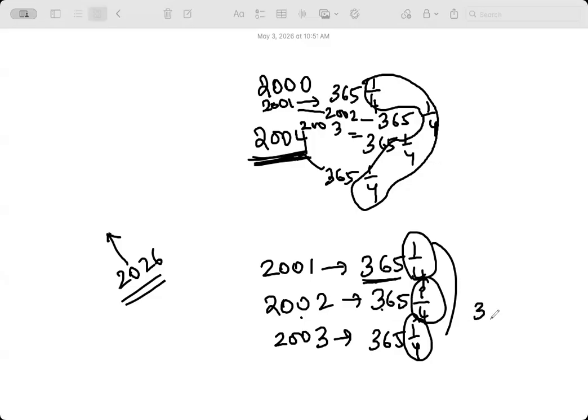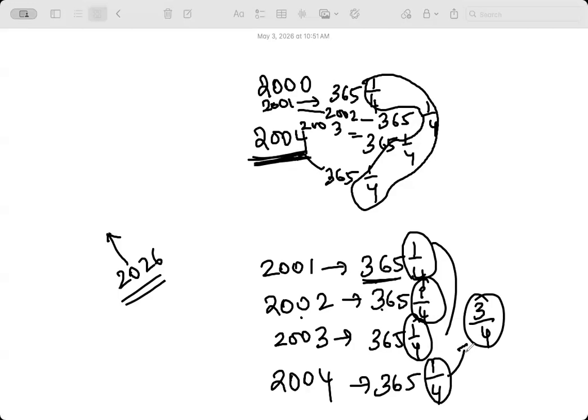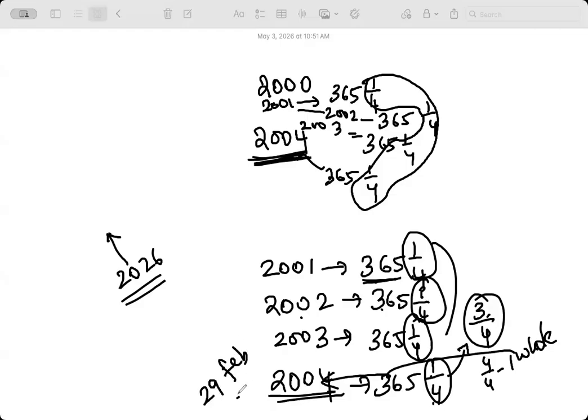Now there are 3 by 4s accumulated which we have not accounted for. 3 by 4th of a day still remaining. We came to 2004. Here again the earth took 365 days and 1 by 4 days. Here now we added this in 2004. We added this 1 by 4 to make it 4 by 4, which is equal to 1 whole day. And this 1 whole day was added to February in 2004, making it 29 February days. That is why this is called a leap year.